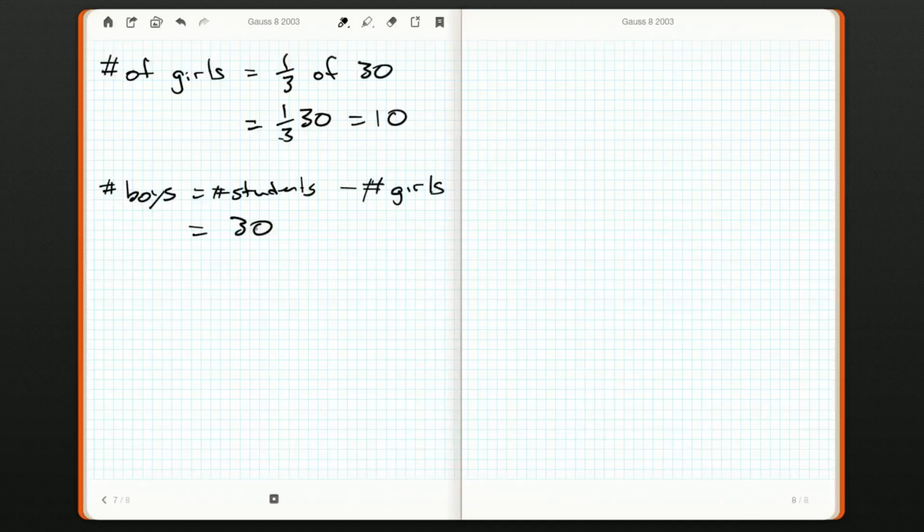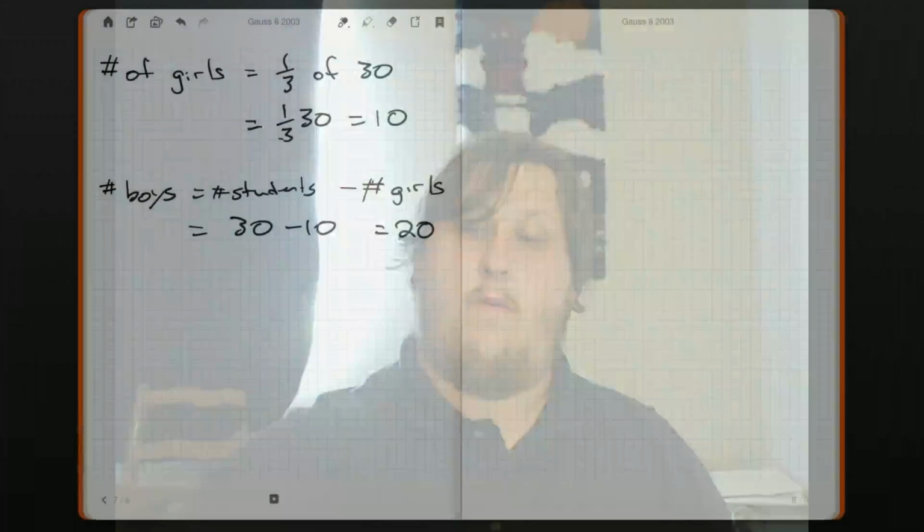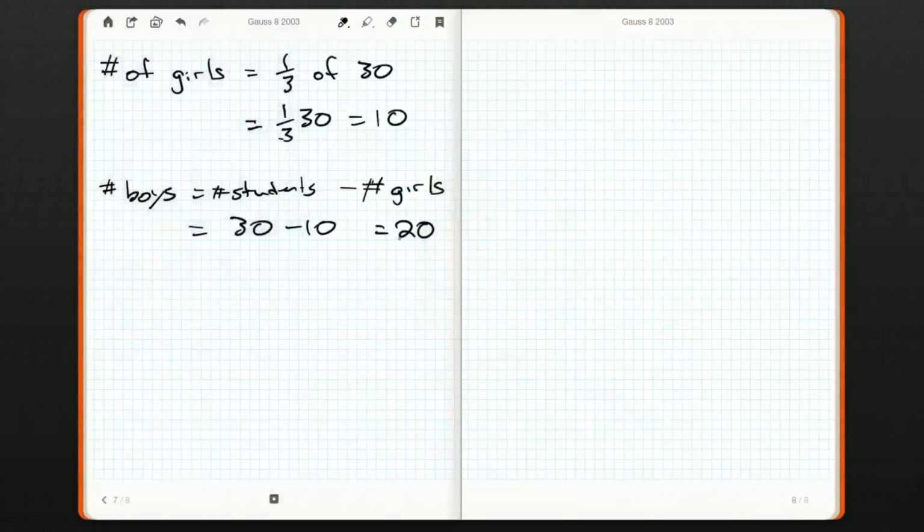How many students were there? 30. How many girls were there? 10. 30 minus 10 is 20. So in total there are 20 boys, but we're not done. We don't want the number of boys. We want the number of boys who play basketball. But now we can do the final step. We're told 3/4 of the boys, so 3/4 of these 20 boys are the ones who play basketball. And so now that becomes a much nicer calculation.